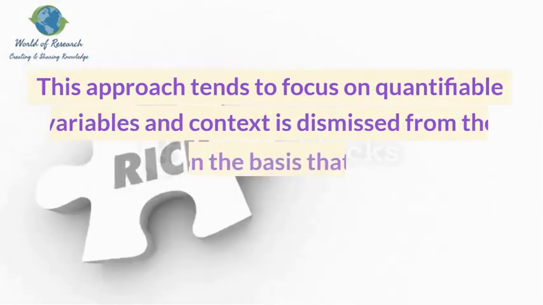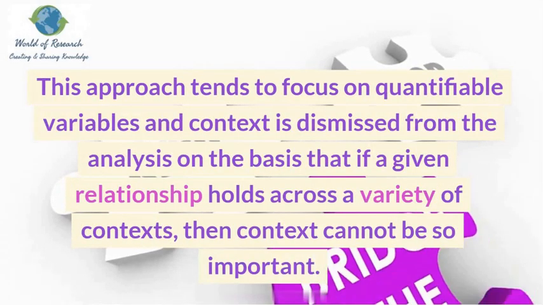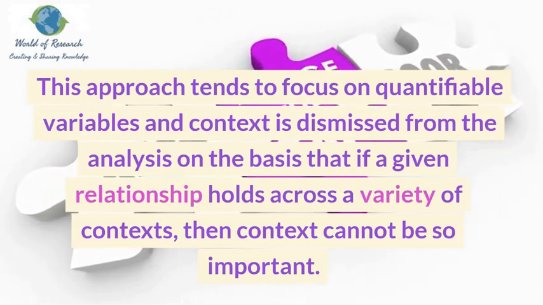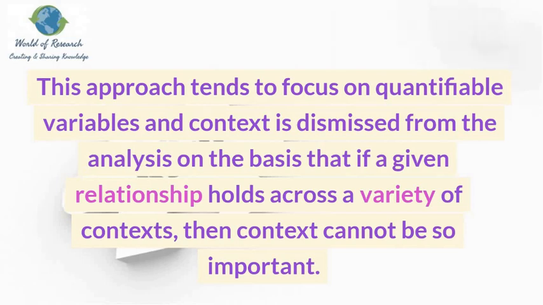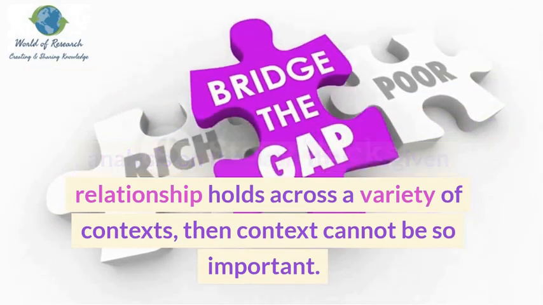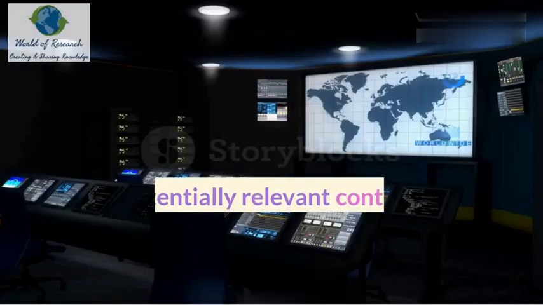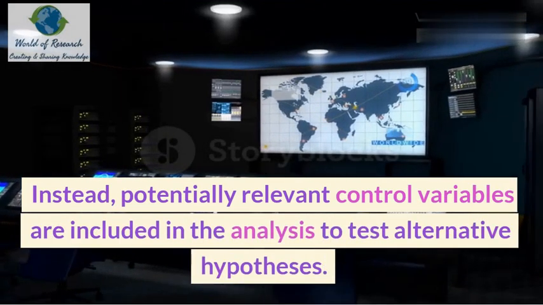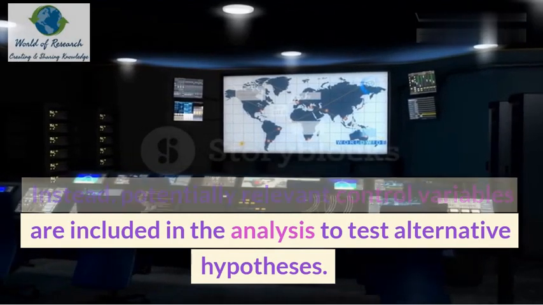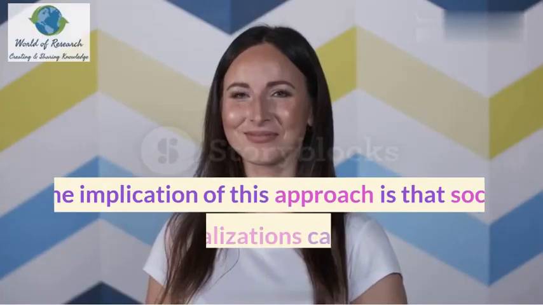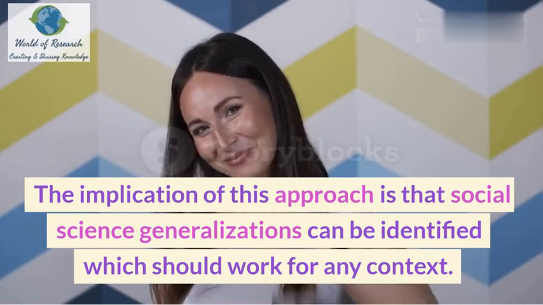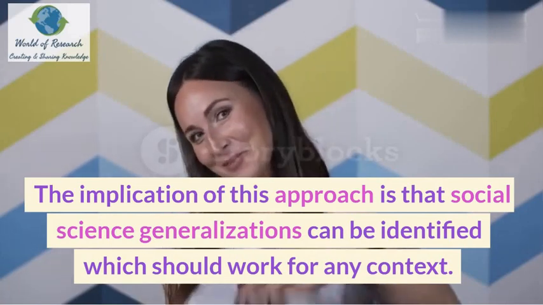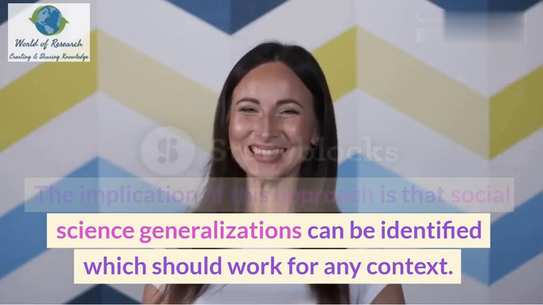This approach tends to focus on quantifiable variables, and context is dismissed from the analysis on the basis that if a given relationship holds across a variety of contexts, then context cannot be so important. Instead, potentially relevant control variables are included in the analysis to test alternative hypotheses. The implication of this approach is that social science generalizations can be identified which should work for any such context.